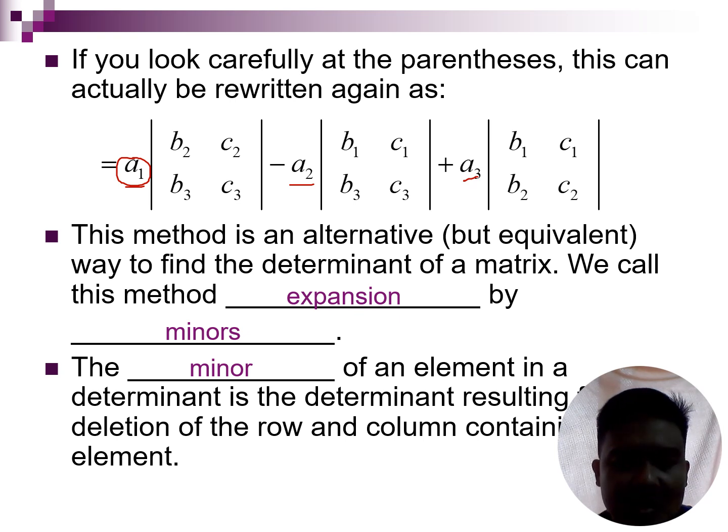When we say minor, it is for an element. The minor of an element in a determinant is the determinant resulting from the deletion of its row and column. So as you can see, the minor there is the answer, because we deleted a certain row and a certain column. So the answer there is called the minor.